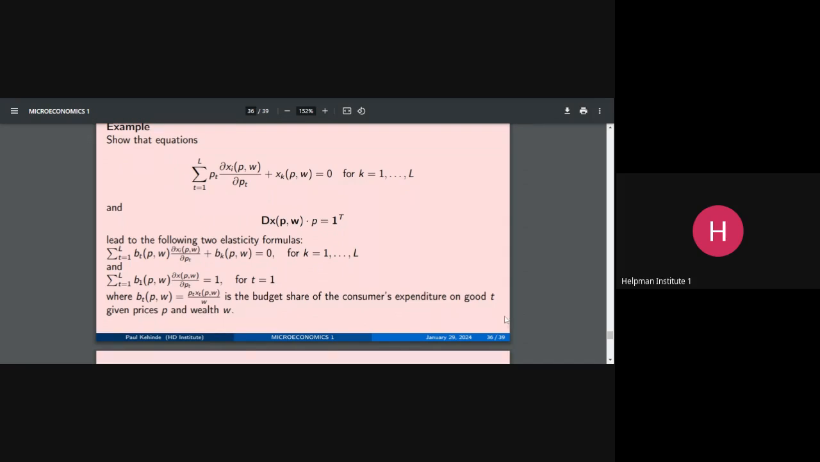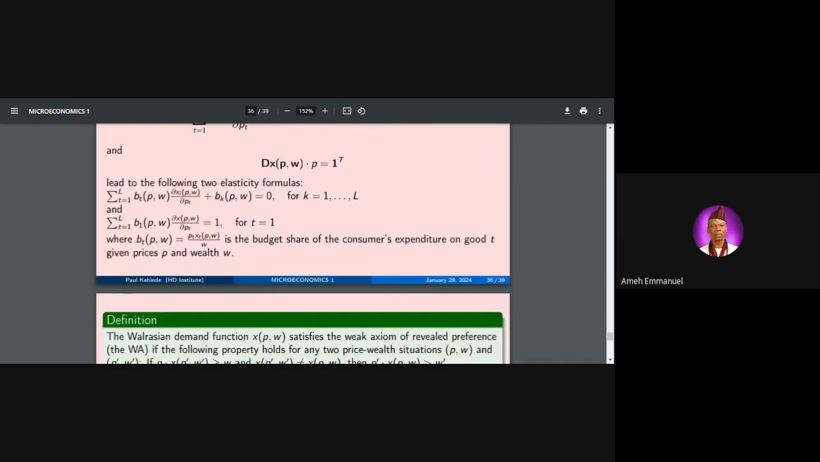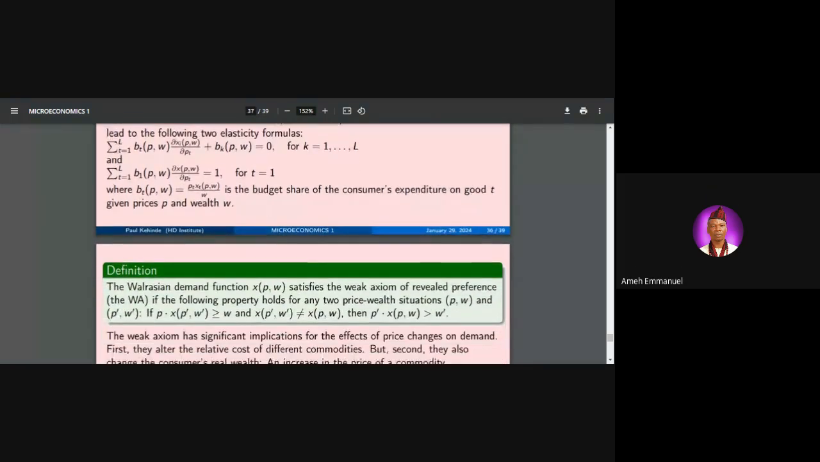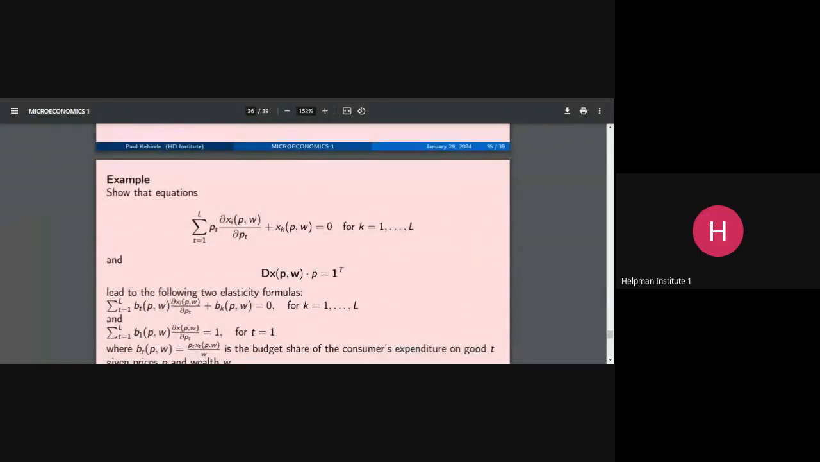Should we do it together? Time permits. I will send the solution subsequently. Time will not permit me to do all of that.